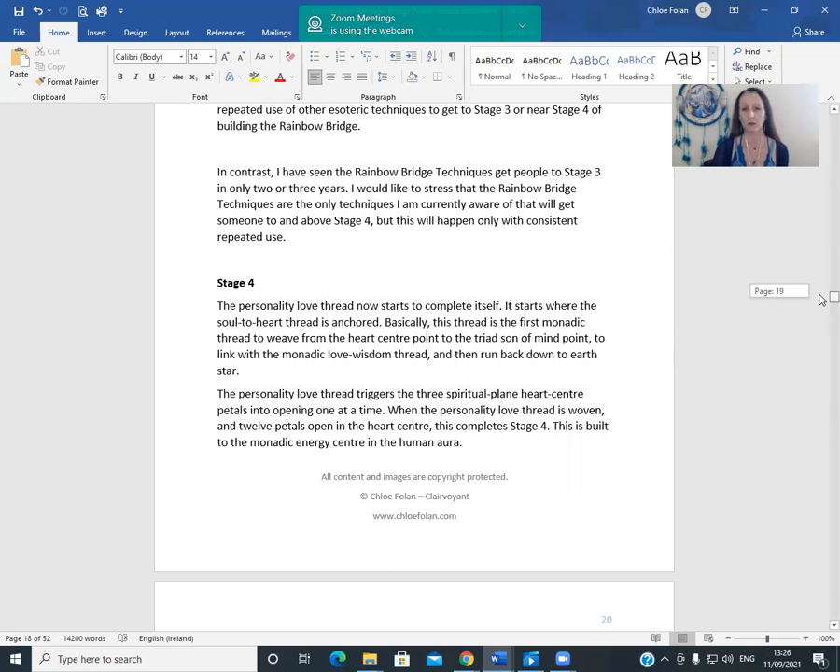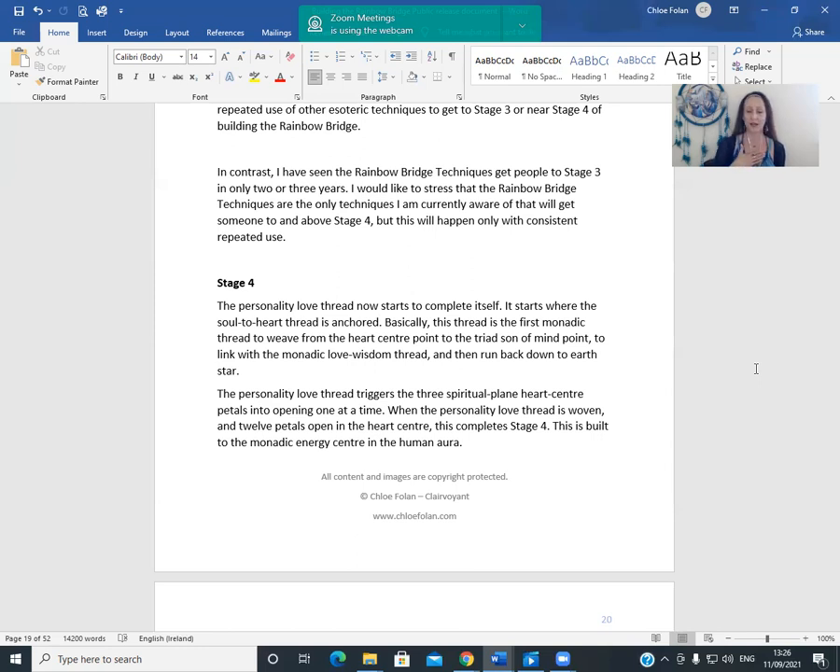Stage 4 of rainbow bridge building is building to monad. So what happens there? That's when the personality service thread starts to weave. And what happens is that the personality love thread doubles back over the soul to heart thread. So the personality love thread that weaves at stage 4 of rainbow bridge building is the second portion of the life thread of the Antahkarana.